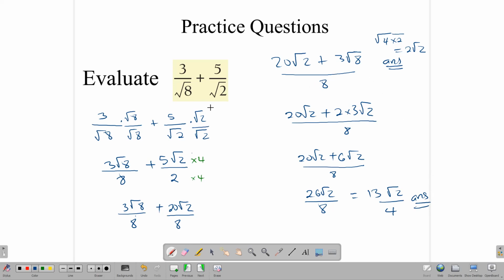So the idea there is that if you want to rationalize your denominator, then what you do is that you multiply both your numerator and your denominator by the square root part of your denominator. We did this here, and got some integers in our denominators, then went ahead and added the fractions, then simplified the answer.